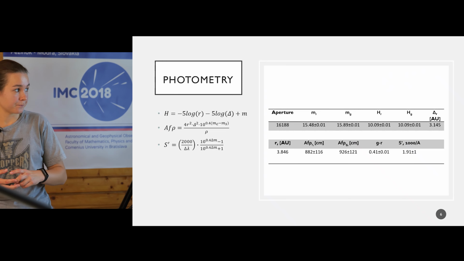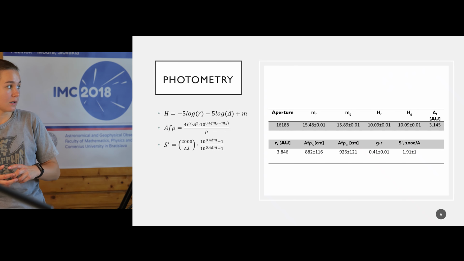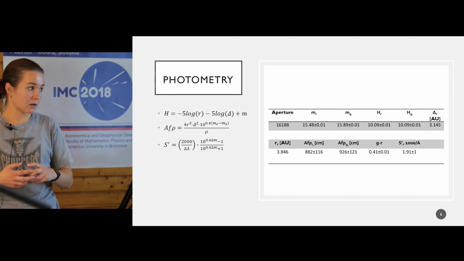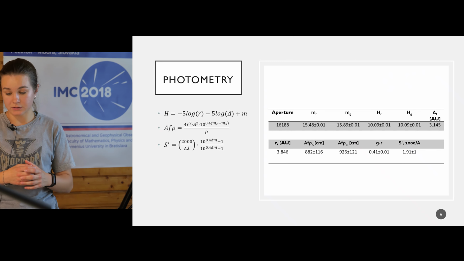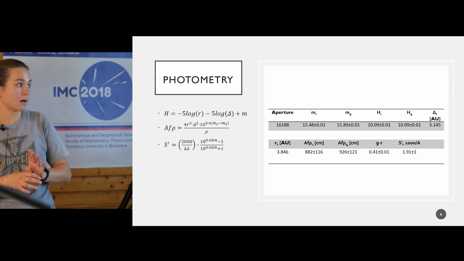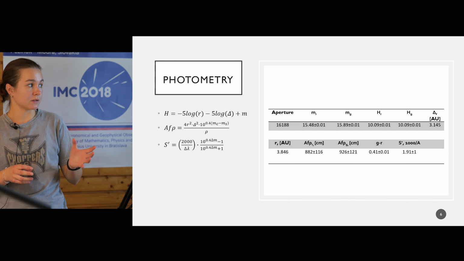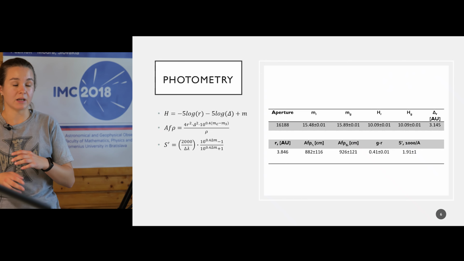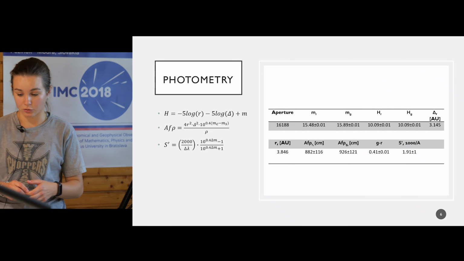Absolute magnitudes, dust productivity index and color index were calculated from the obtained photometry data. You can see that the color of the comet is insignificant, but the Afrho index has an average value for similar comets.